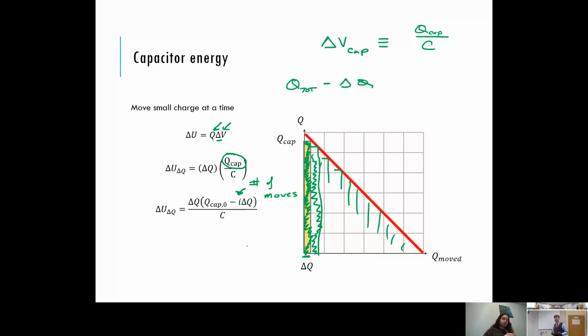What's the area? Maybe I should ask that. I have to do this for each little small rectangle. What's the total area beneath the curve?